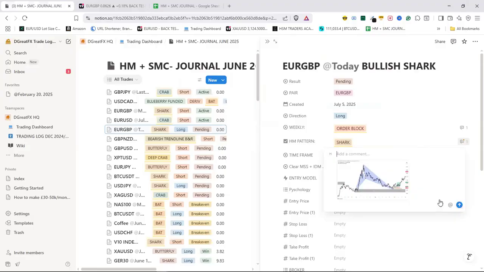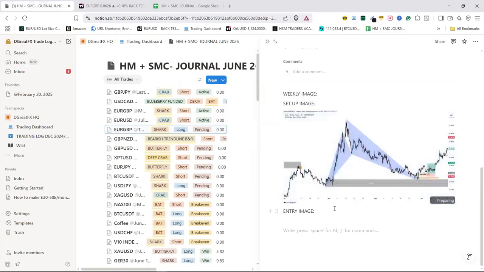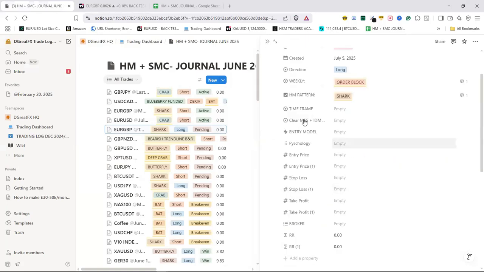What I also normally do is I come down here to this place, weekly. I come to setup and paste it here as well. So this way I'll be dropping my comments and everything. So the time frame is on the 4-hour time frame.